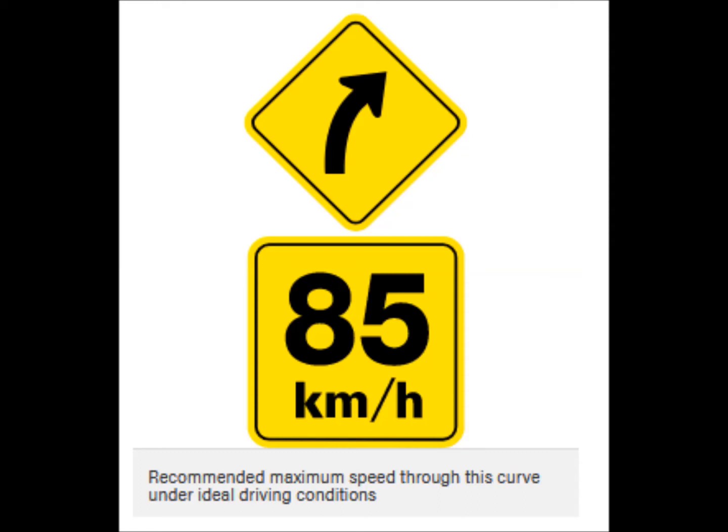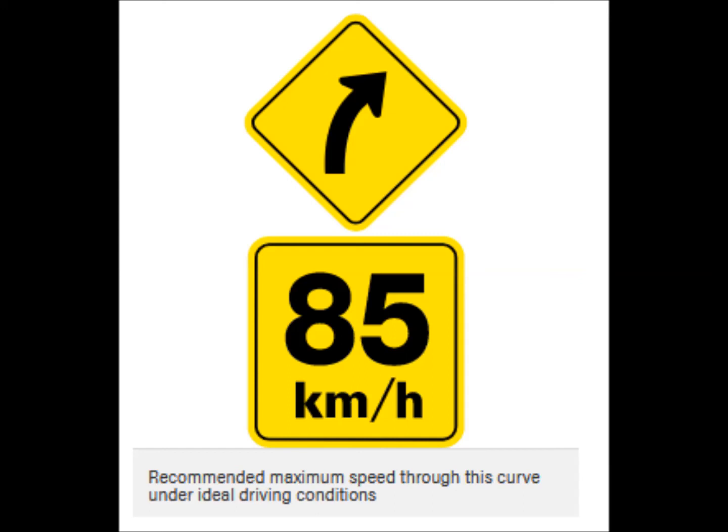Image description. A yellow diamond with a black outline. There is an arrow going up and curving to the right. Below it, a yellow square with the black lettering 85 in numerals, and below it, kilometers per hour, or km/h. Recommended maximum speed through this curve under ideal driving conditions.